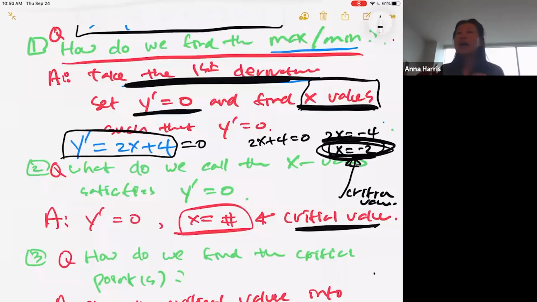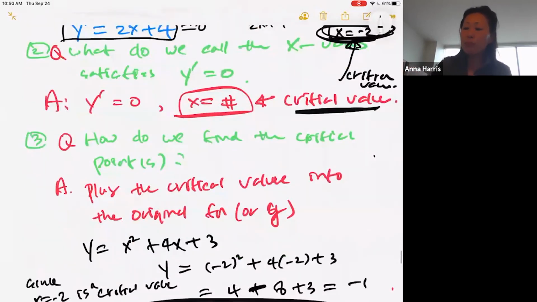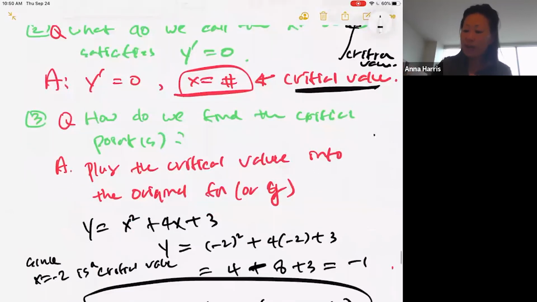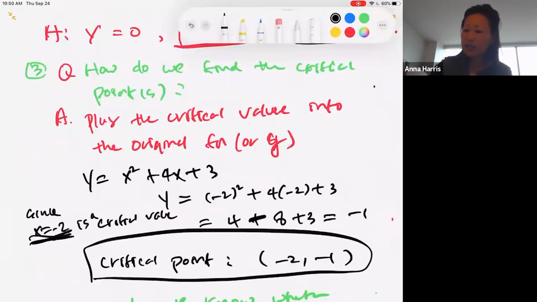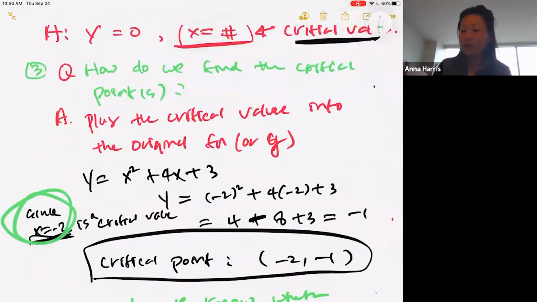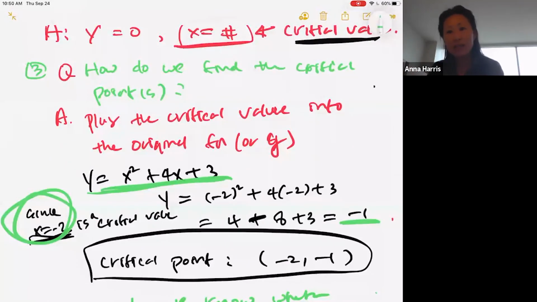Now, how do you find the critical point? In that case, we plug that critical value into my original equation to find the y value. In this case, it's -1. So I have a critical point: x equal to -2, y equal to -1.